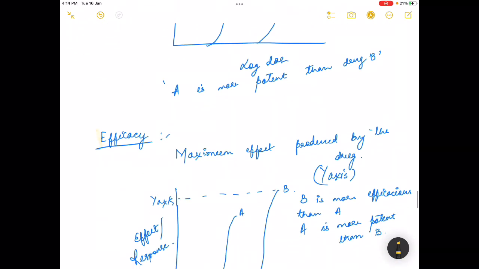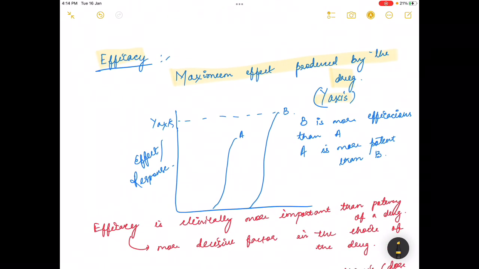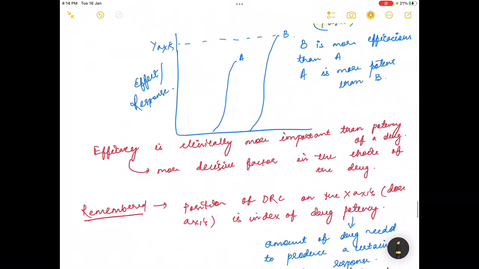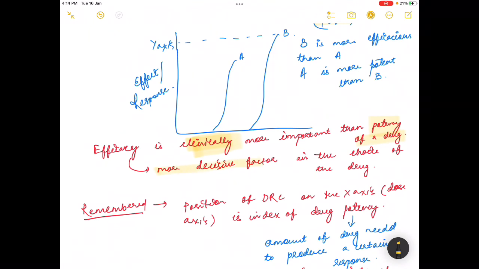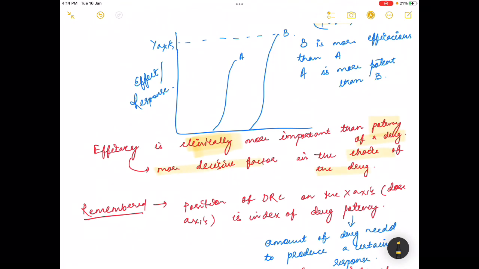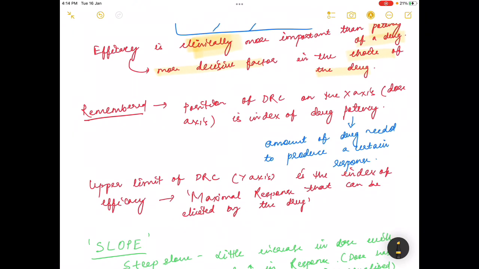Okay, then what is efficacy? It is the maximum effect produced by the drug, that is the y-axis indicates this, and efficacy is clinically more important than the potency of a drug. So efficacy is a more decisive factor in the choice of the drug. The position of the DRC on the x-axis, that is the dose axis, is the index of the potency, whereas the upper limit of the DRC, that is the y-axis, is the index of efficacy.